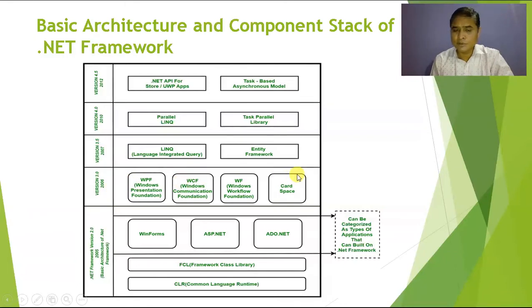Some more components were added after developing higher versions of the .NET Framework platform. Version 3.0 added more components. In version 3.5, LINQ and Entity Framework. In version 4.0, parallelism and the Task Parallel Library. And in version 4.5, the .NET API and the task-based asynchronous model. These are components added in newer versions of the basic architecture.